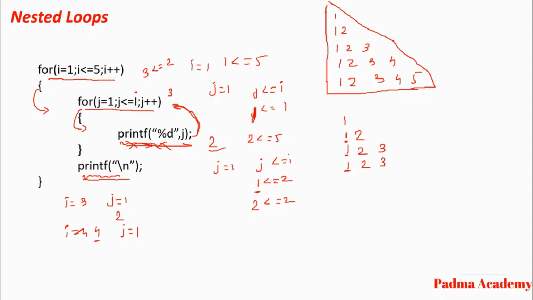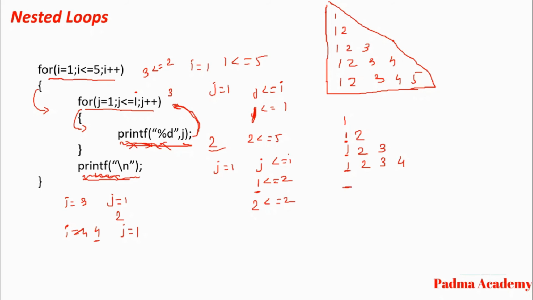Similarly the value of j will be incremented, the j value will become 4, and it will check that is j less than or equal to i, that is 4 less than or equal to 4, yes. Then it will print the value 4. Then again the value of j will be incremented, the j value will become 5, and it will check that is j less than or equal to i, that is 5 less than or equal to 4, the condition is false, then it will print next line, that is \n. The cursor will be moved to the next line.